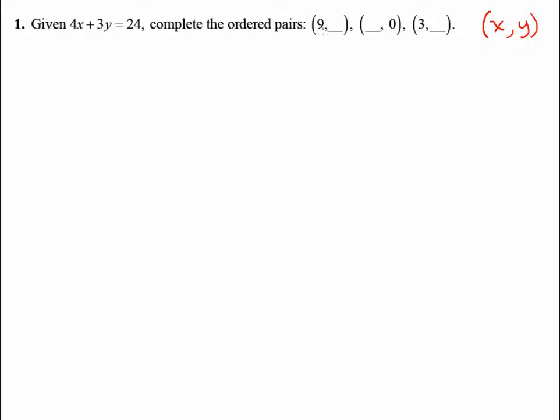So if you're trying to plug in 9 comma a blank, the 9, what is that 9 going to go in for? For the x or for the y? The x. So it should look like this, right? It's going to be 4 times the 9 plus 3y is equal to 24.